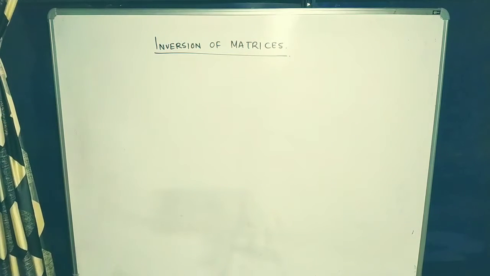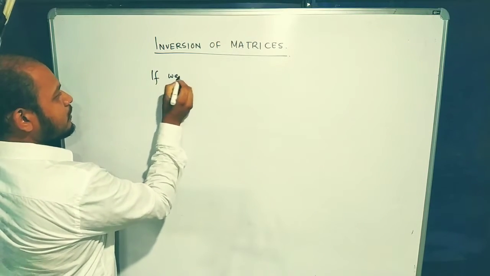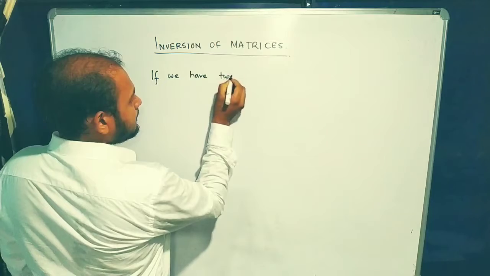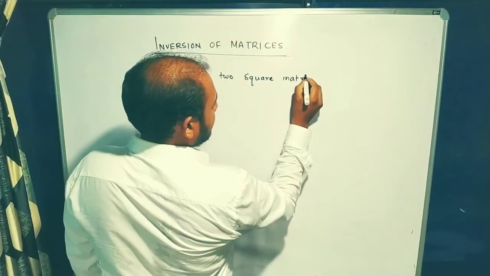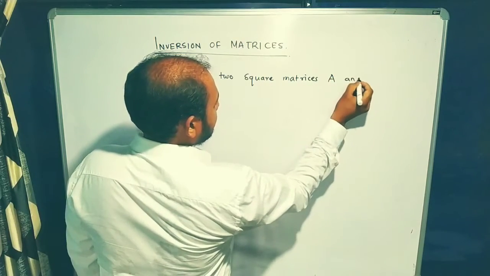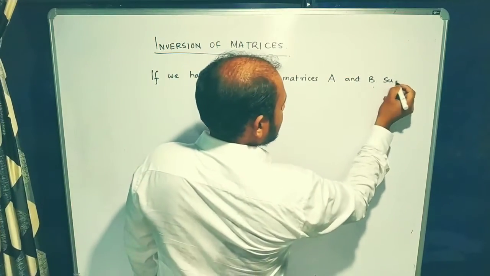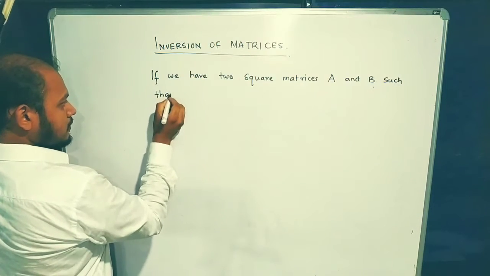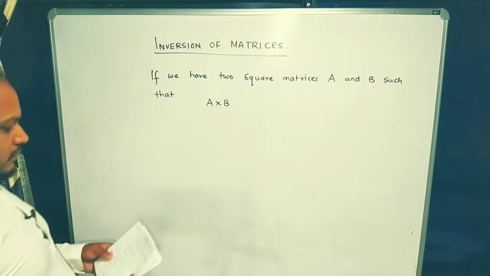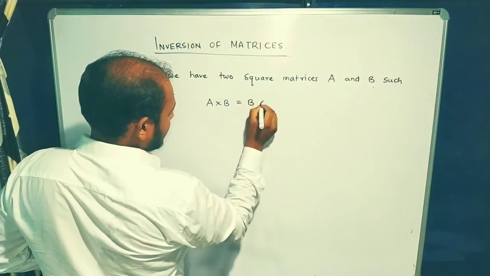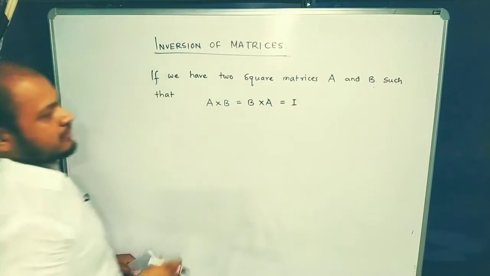Now what do I mean by inversion of a matrix? Inversion of a matrix can be defined as follows: if we have two square matrices A and B, such that A multiplied by B is the same as B multiplied by A, and the entire thing becomes equal to the identity matrix.